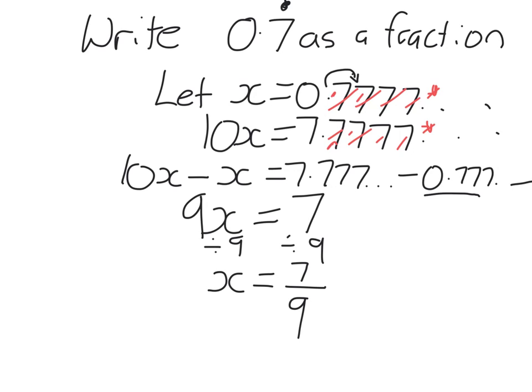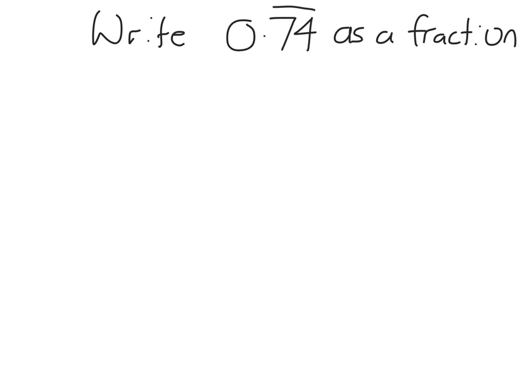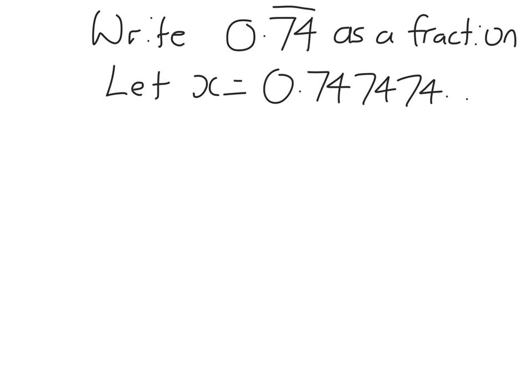All right, I'm going to do one more example. So please copy this down if you need it. Okay, so in this example, I'm going to write 0.74 recurring as a fraction. So same trick as last time. I'm going to let x equal 0.7474 goes on forever.